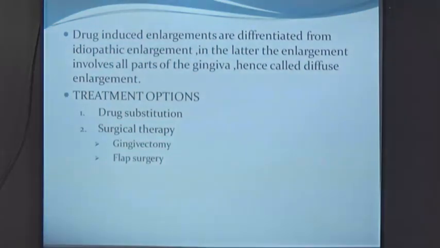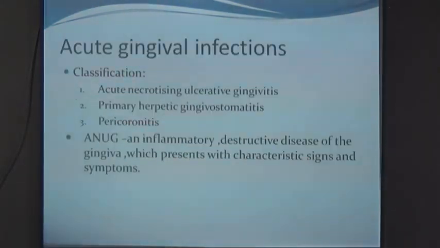So what you will do is see whether the patient is responding properly or not after doing the non-surgical therapy. If they are not responding, you can take the physician's opinion and change the drug. Same way, when the patient is having hypertension and renal failure, they will be on the medicine cyclosporine. For those patients, you take the physician's opinion and change the drug. Definitely the collagen turnover will be reduced and there won't be any enlargements. See, drug substitution, surgical therapy.